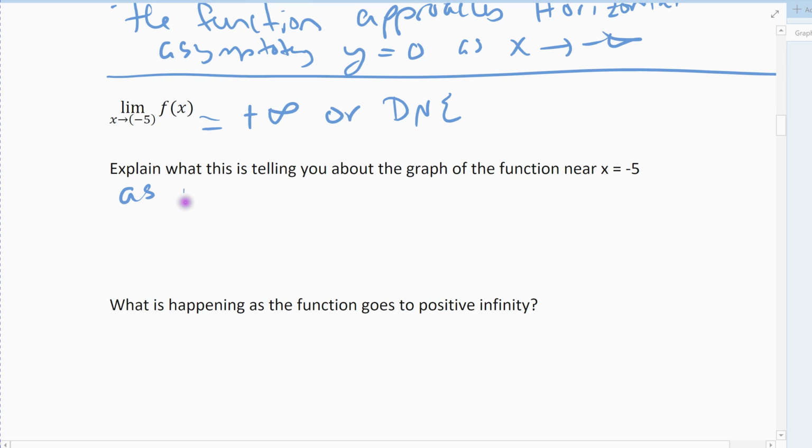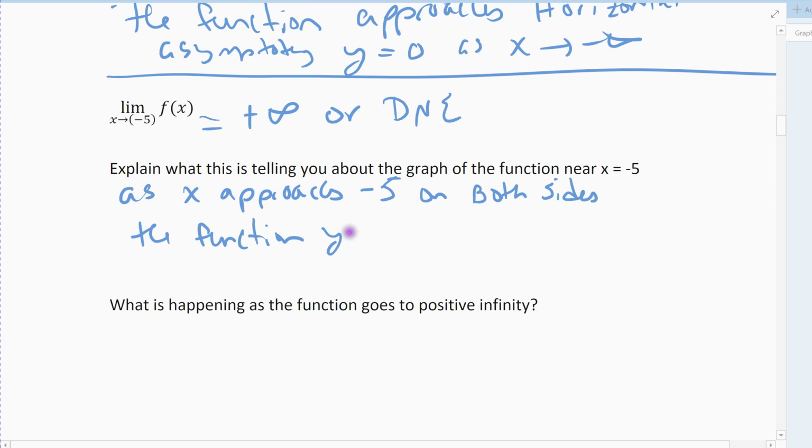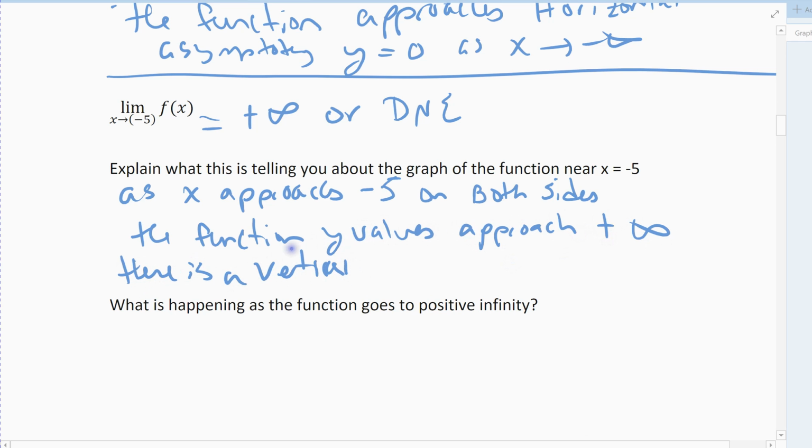As x approaches negative 5 on both sides, the function, the y values, approach positive infinity. There is a vertical asymptote at x equals negative 5.